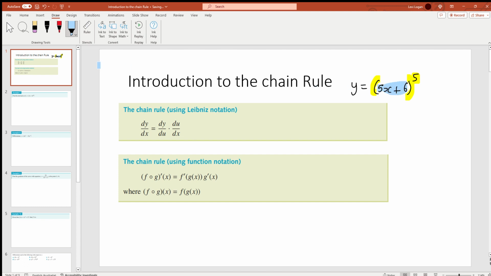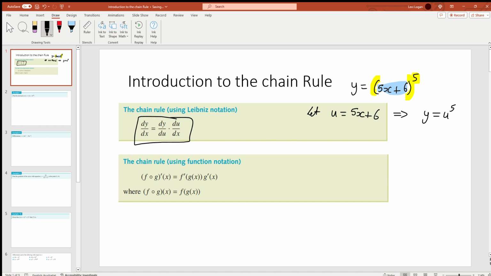So if you want to differentiate it, pretty much what you've got to do is apply the chain rule. This is differentiate the inside and differentiate the outside. What we would typically do here is let our inside function equal u. So we go u equals 5x + 6, and then we replace our y in terms of u. So we'd have y equals u to the power of 5. Then we want to differentiate the inside, so what we're going to apply is the chain rule here.